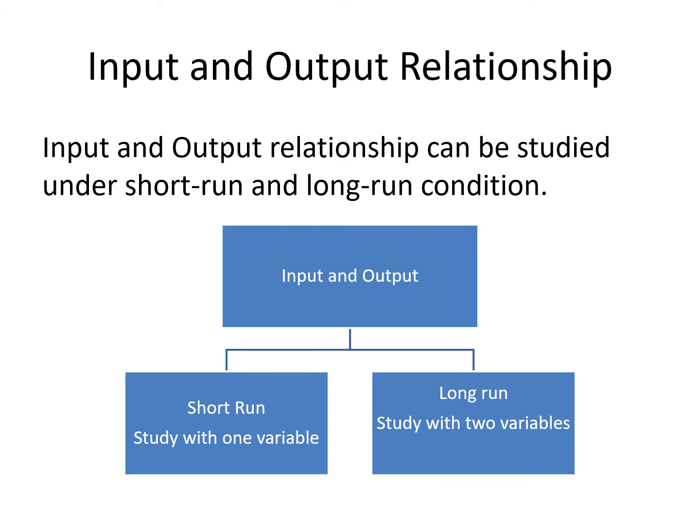Input and output relationship can be studied both under short run as well as long run conditions. In the short run, only one variable input is assumed, whereas in the long run, the production function is based on two inputs. I will discuss the study of short run and long run in the next videos.